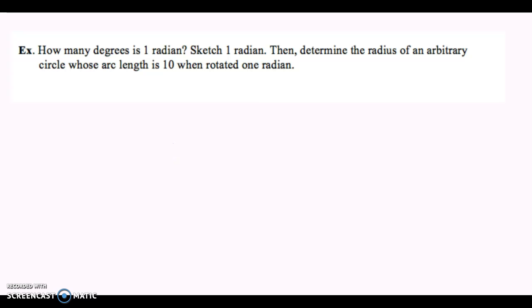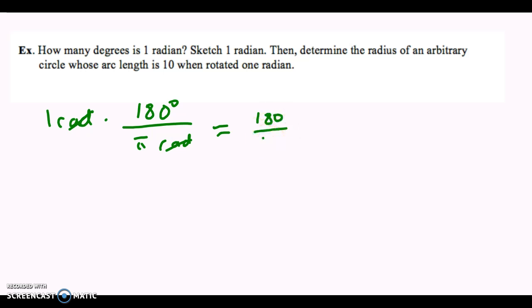Okay, so now we're interested in how many degrees is 1 radian. Well, 1 radian is going to be the same as if we take 180 degrees and compare it to pi radians. The radians cancel, and now we have 180 over pi degrees, and if we calculate that, we're going to end up getting 57.295 degrees.